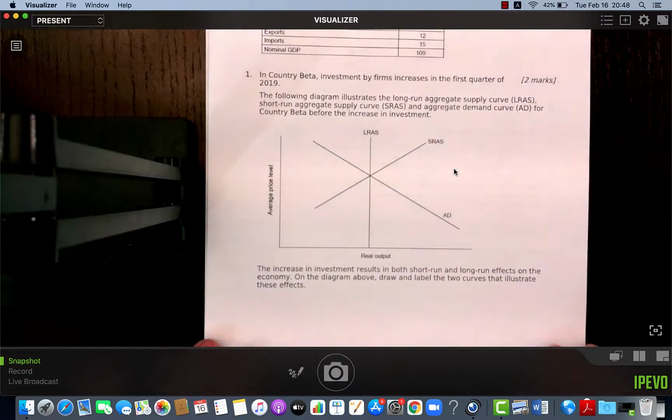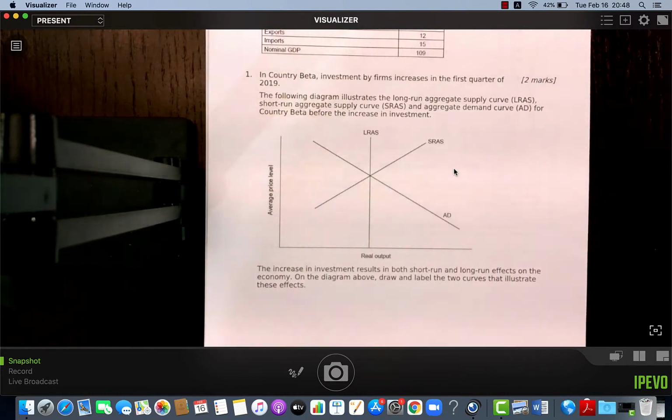It says, in the country of Beta, investment by firms increases in the first quarter of 2019. The following diagram illustrates the long-run aggregate supply curve, LRAS, short-run aggregate supply curve, SRAS, and the aggregate demand curve, AD, for country Beta before the increase in investment. The increase in investment results in both short-run and long-run effects on the economy. On the diagram above, draw and label two curves that illustrate the effects.